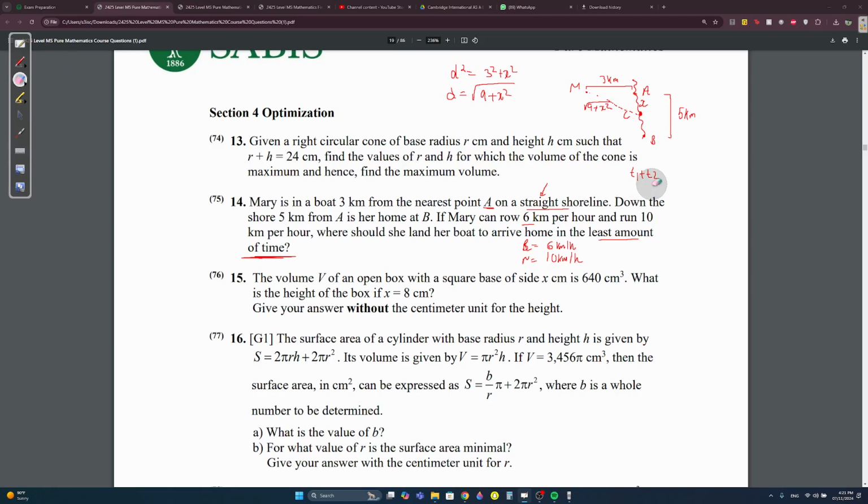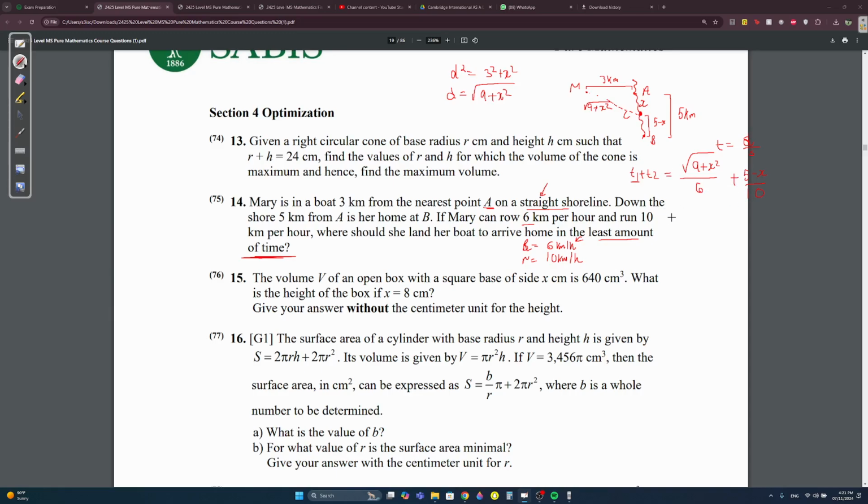We know that speed equals distance over time, so time is equal to distance over speed. The distance in the first phase is root 9 plus x squared, and the speed that she's moving at when rowing is 6, so over 6. How about time 2? The second distance, from here to B, the total is 5, but she already skipped some x kilometers, so what's left is 5 minus x, with the speed 10.